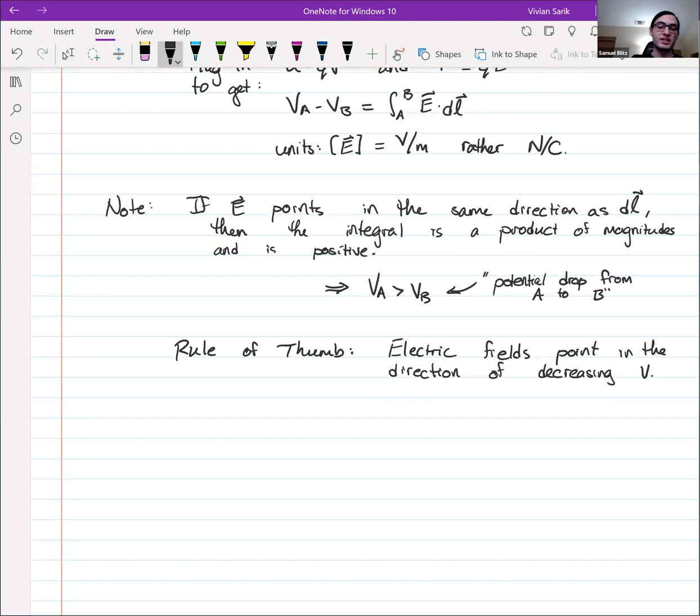So all this says is if E points in a direction such that the electric potential drops, then that means that the direction of decreasing electrostatic potential is the direction the electric field has to point. We can make that rigorous too.